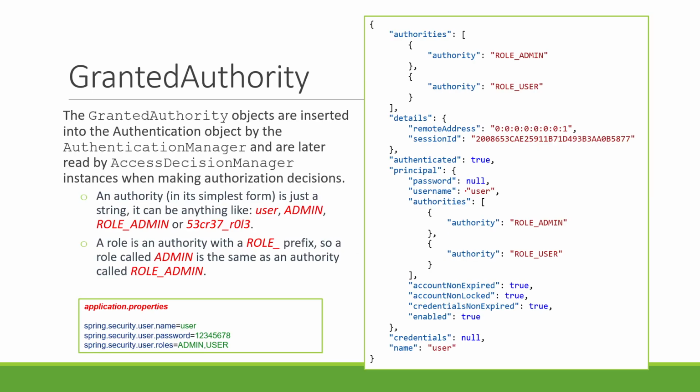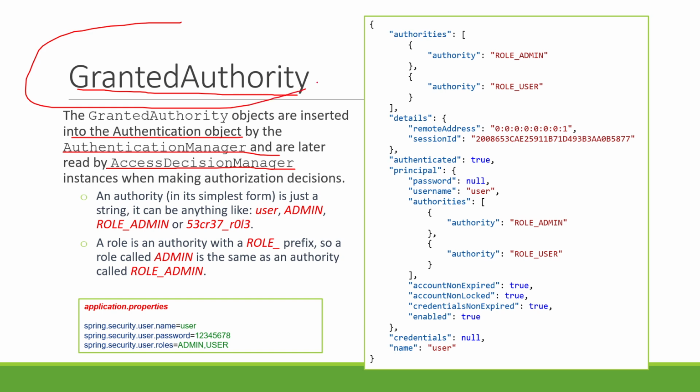The next one we are going to talk about is GrantedAuthority. We are going to use this later when we talk about the authorization architecture. The granted authority objects are inserted into the authentication object by the authentication manager and later used by the access decision manager, which means when they want to check if the user has permission to do something, it is going to consult all your authorities. And here is an example; this is also an authentication object.